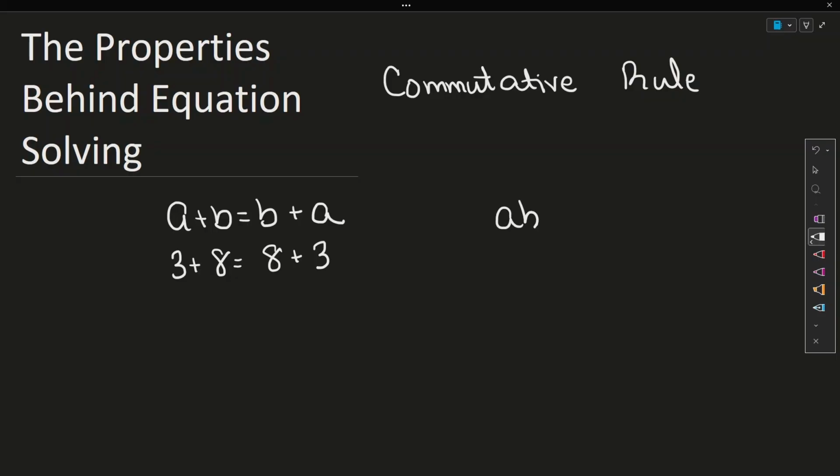The commutative rule for multiplication says that changing the order of multiplication does not change the product. A times b is equal to b times a. For example, 4 times 7 is the exact same thing as 7 times 4. Both sides equal 28.